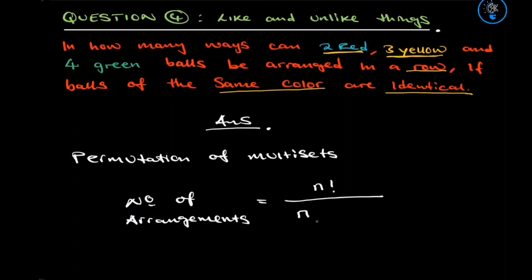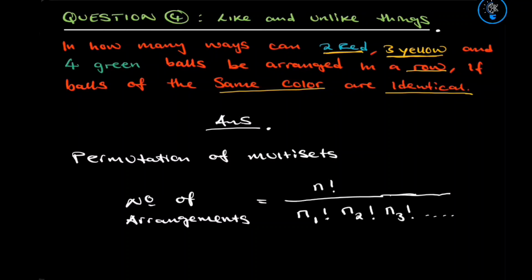divided by n1 factorial, this is group 1 elements, followed by group 2 elements, followed by group 3 elements, and so on and so forth. So if you have maybe 5 groups, you do the same. This is the formula you need to familiarize yourself with. So let's see how we can handle this question.